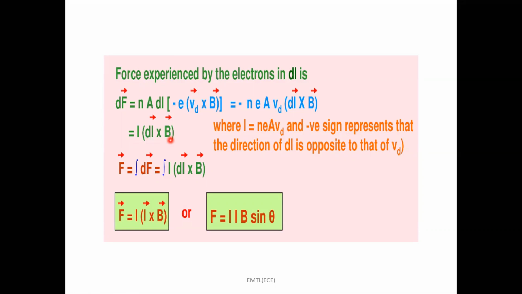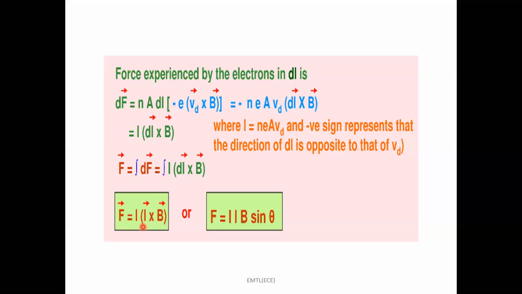Now the entire force experienced by the length L is obtained by integrating this equation on both sides. So F bar is equal to the integral of dF bar, which is equal to the integral of I dl cross B bar. The integral of dF is F bar, and I is a constant. By integration of dl, it becomes L cross B.